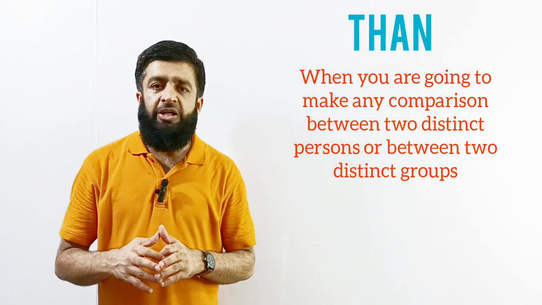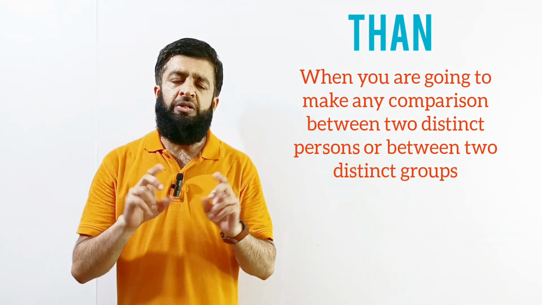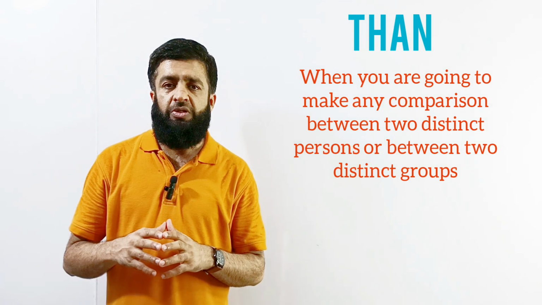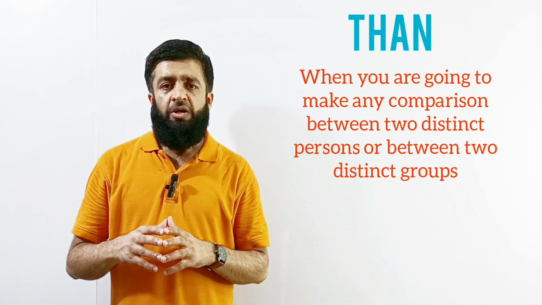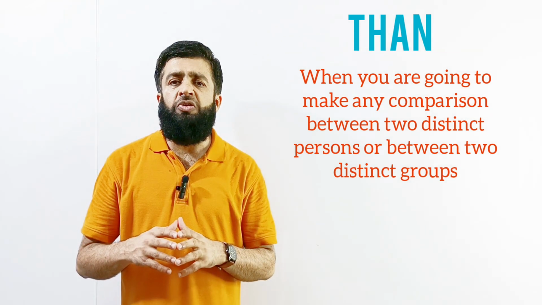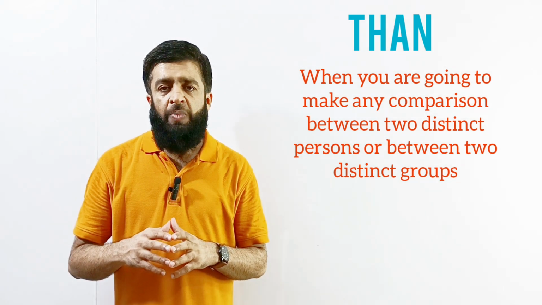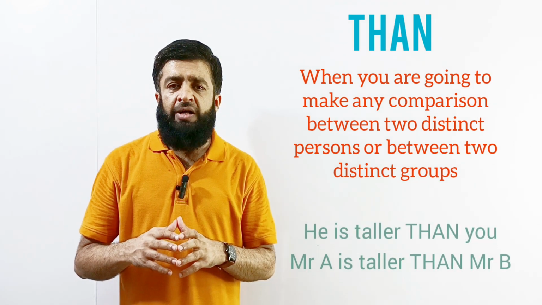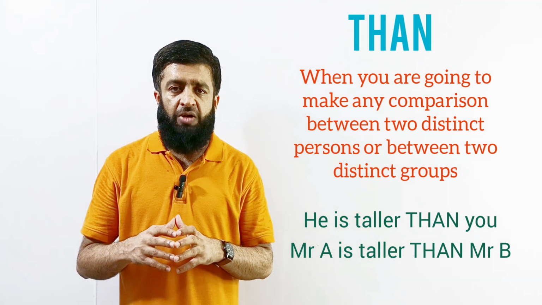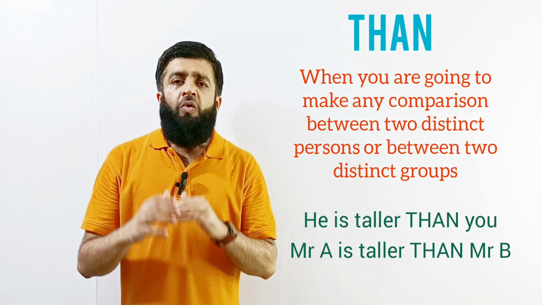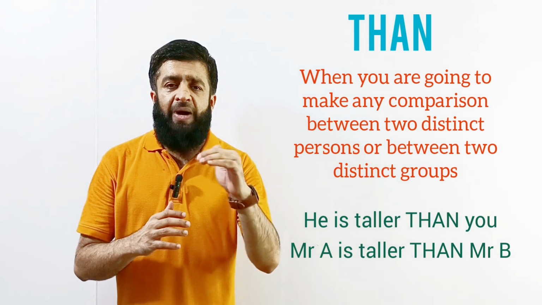The first one is THAN. The word than is used whenever you are going to make any comparison between two persons, between two groups, distinct persons. So, how can we use this word than? He is taller than you. Mr. A is taller than Mr. B. So, what is going on in this comparison?